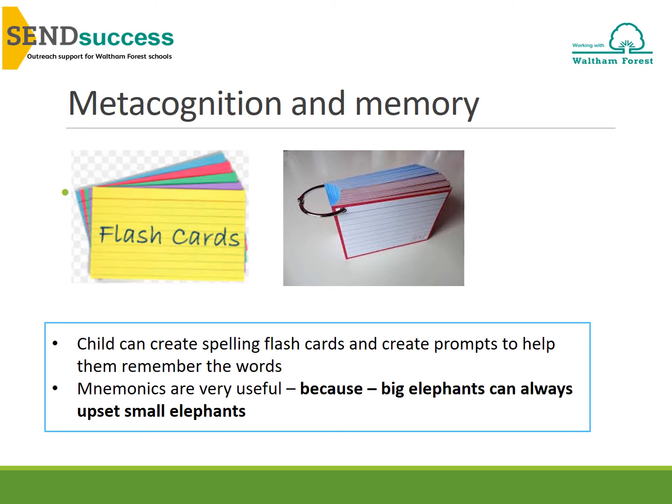And children can write the new words and create prompts that will help them remember those. So one of the most effective kinds of prompts are mnemonics. So I've met a lot of dyslexic children, and many of them can remember how to spell the word because they've been taught the mnemonic. Big elephants can always upset smaller elephants. So because they've learnt that mnemonic, it's easy for them to learn how to spell the word.